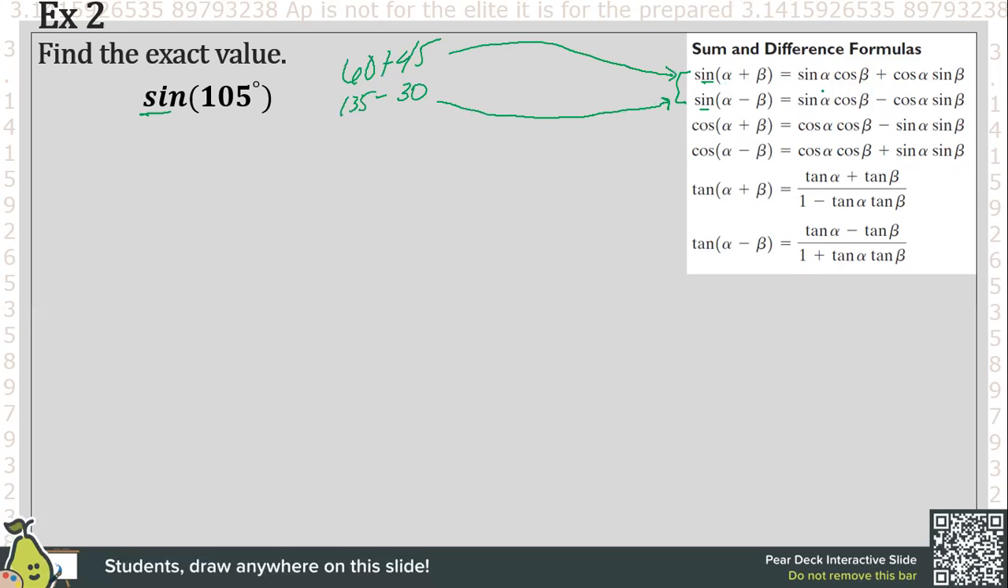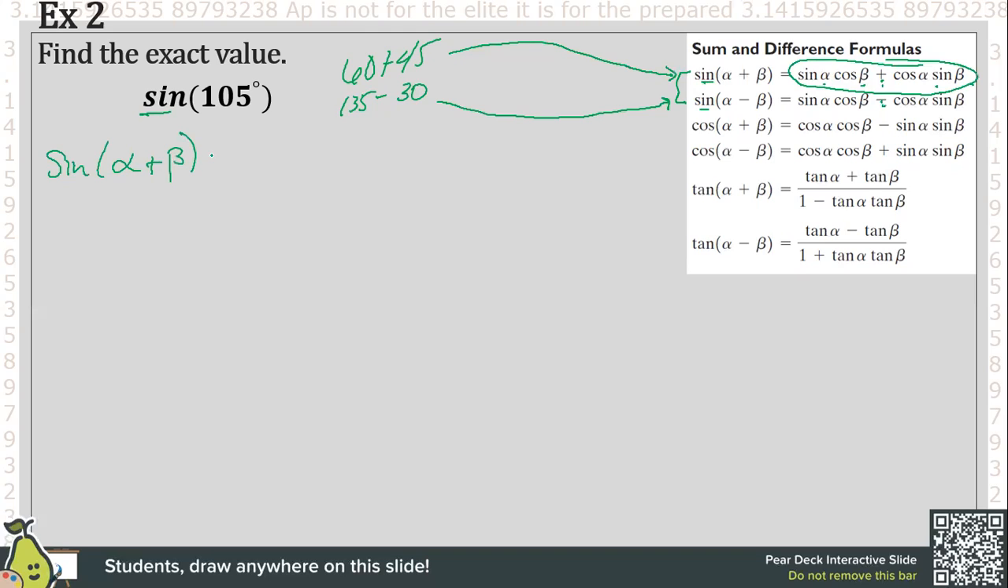The only thing that changes, guys, is the sign right here, the plus and the minus. My students like to do the ones in quadrant 1 because it is easier for them. So we're going to see that the formula we would use is the one on top, sine of alpha plus beta.